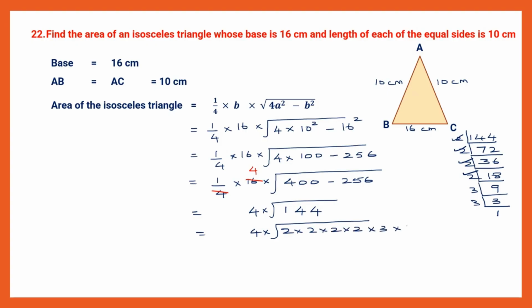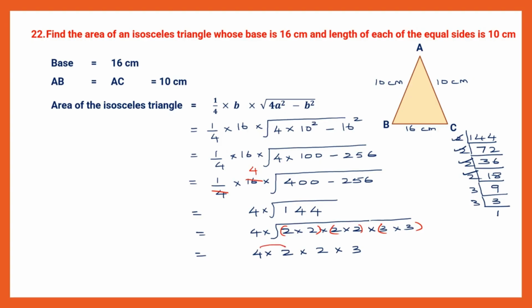3 into 3. Now since we're finding the square root, let's pair them up. So we are pairing the 2's here and the 3's. You have to pair the like numbers together. So this will be 4 into, now let me take out 1 from each here, 2 into 2 into 3. So we can just multiply these and get our answer.